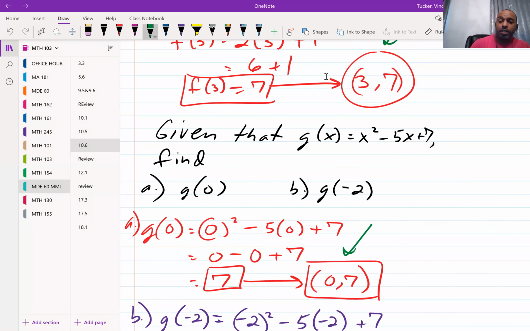Once again, I'm just emphasizing that your ordered pair will be 0, 7. If they tell you to find g of 0, this is your answer right here. But I'm making sure that we see the connection, just in case it's asked of you in the future or even in this problem. But your answer would be 7.